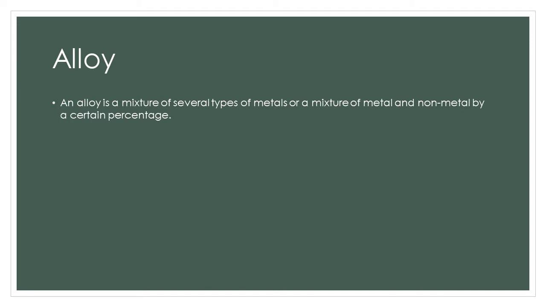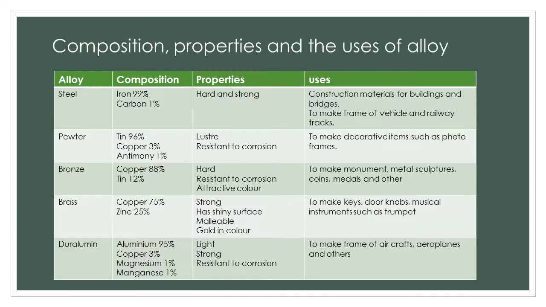Alloy. An alloy is a mixture of several types of metal, or a mixture of metal and non-metal, by a certain percentage. Actually, an alloy is a mixture between metals or a mixture between metal and non-metal. So many objects around us are alloys, for example steel, pewter, bronze, brass, and duralumin. All these things are alloys, which we are using around us.